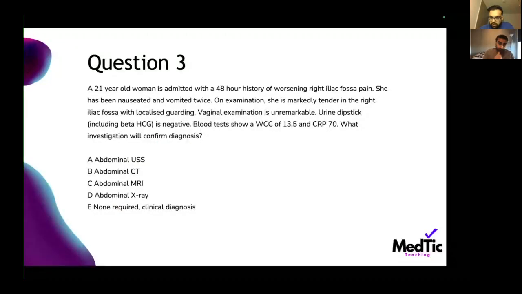Okay, so question 3. A woman is admitted with a 48-hour history of worsening right iliac fossa pain. She's been nauseated and she's had 2 vomiting episodes. On examination, she's markedly tender in the right iliac fossa with localized guarding. Vaginal examination is unremarkable. Urine dipstick is negative. Blood tests show a white cell count of 13.5 and a CRP of 70. So what investigation do you think will confirm diagnosis?